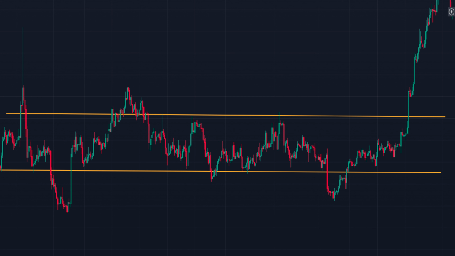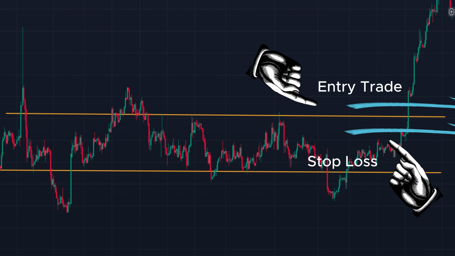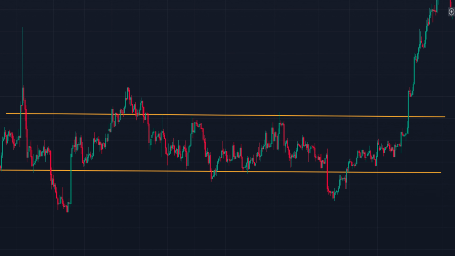I enter a buy position at the close of the momentum candle and set my stop loss slightly below the key level. This approach benefits me in all scenarios. If the price continues upward, scenario 1, I make a profit. If the price pulls back before continuing upward, scenario 2, my stop loss isn't hit and I still profit. If it's a false breakout, scenario 3, my stop loss is triggered, minimizing my loss.